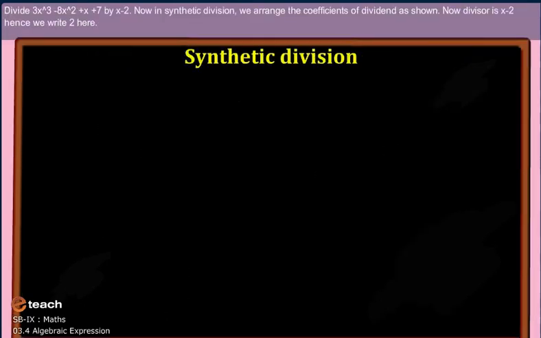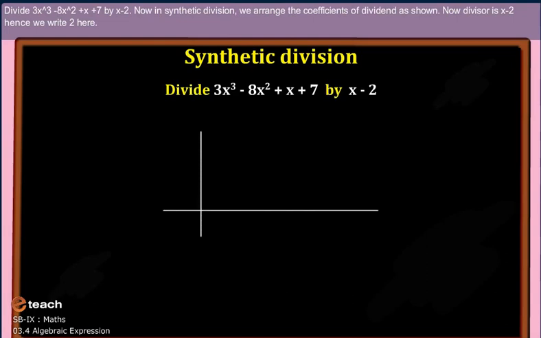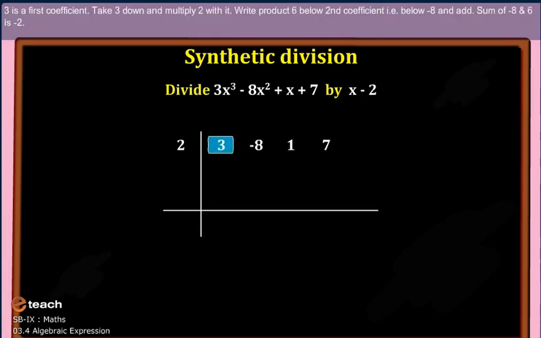Synthetic division. Divide 3x cube minus 8x square plus x plus 7 by x minus 2. Now in synthetic division, we arrange the coefficients of dividend as shown. Now divisor is x minus 2. Hence we write 2 here. 3 is the first coefficient. Take 3 down and multiply 2 with it.